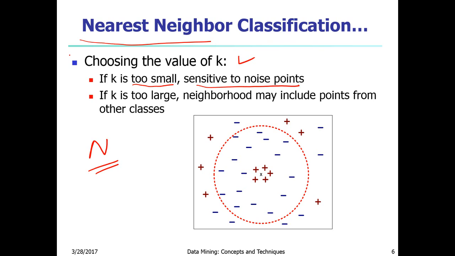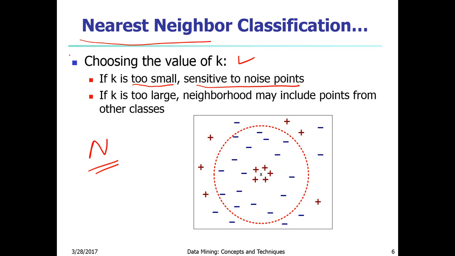If k is too large, the neighbors may include points from other classes. Because if you take too many outside points which are not at all related to your new data, it could include something totally unrelated, and that could bias the result.